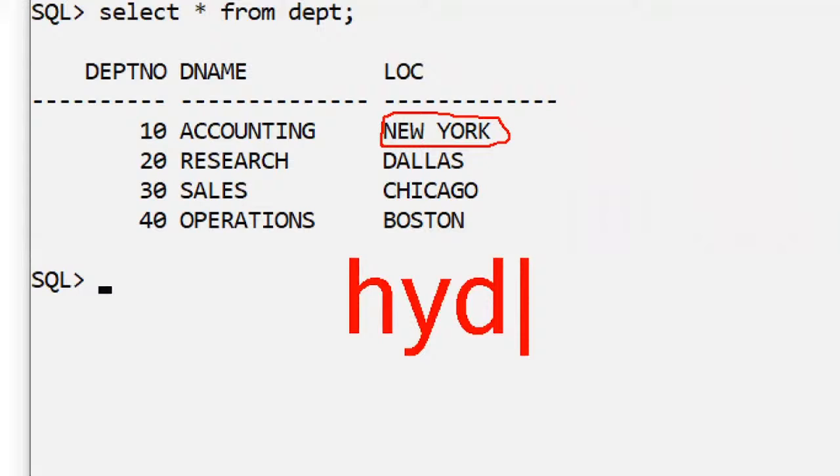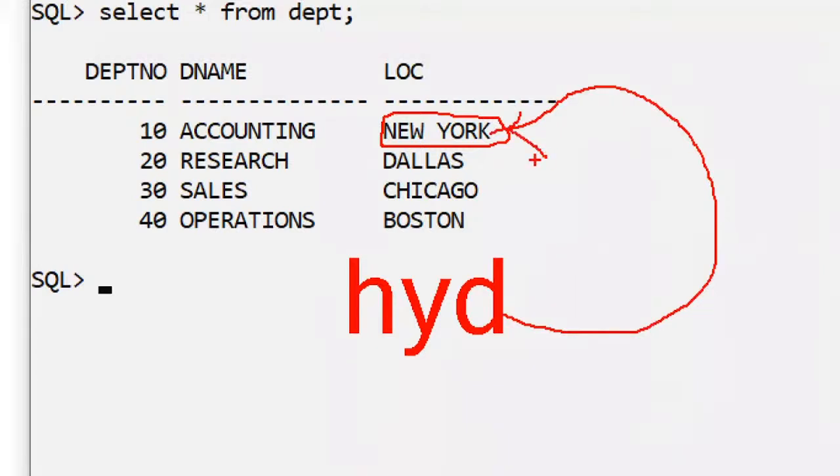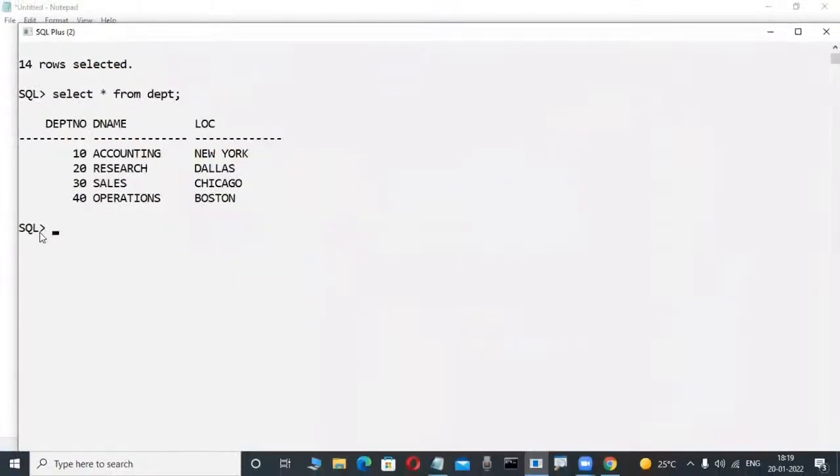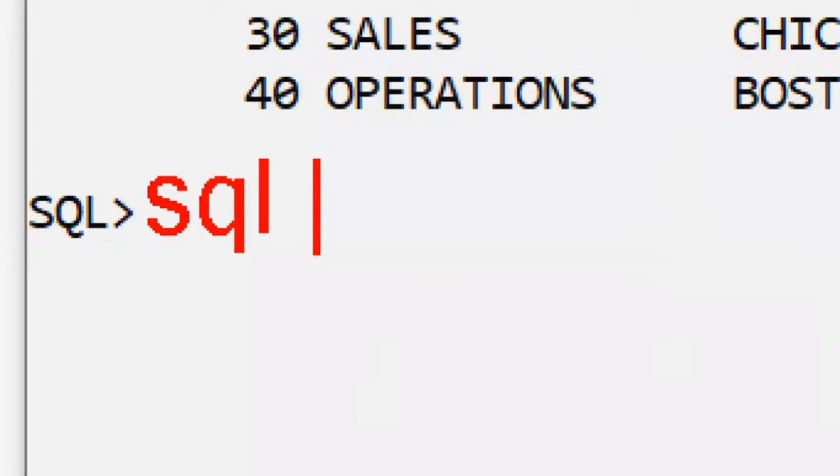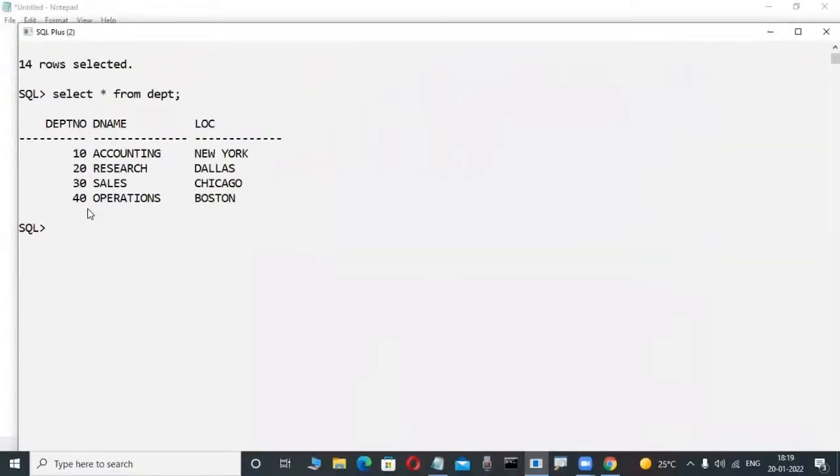Suppose I want to change this New York location into Hyderabad as the location in this relational database. How can I do it? Just at the SQL prompt only, we are using the SQL language. SQL is a very easy language. How? I will tell you.